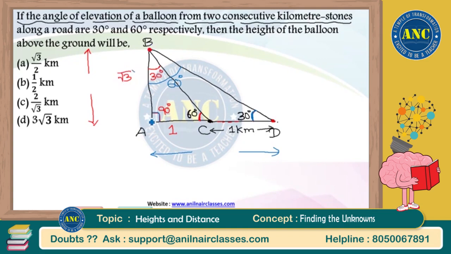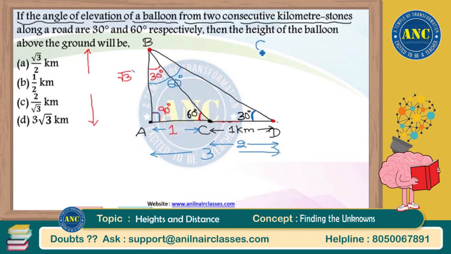Opposite to 60, that is AD, is nothing but 3 units. I believe you are able to understand. That means according to my assumption, I can say that this entire value from A to D is 3. This entire value from A to C is 1. That means this entire value from C to D is 2 kilometers.